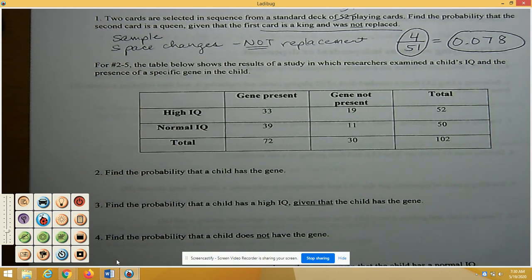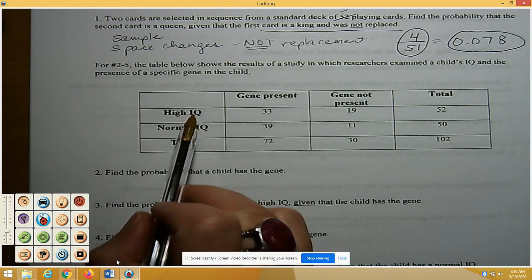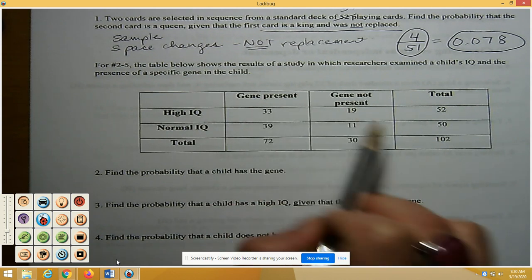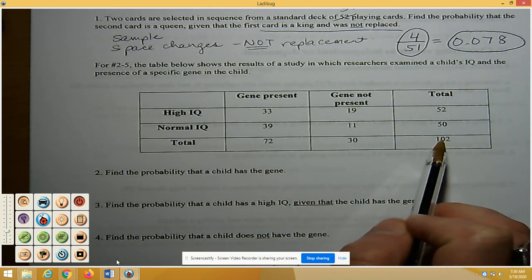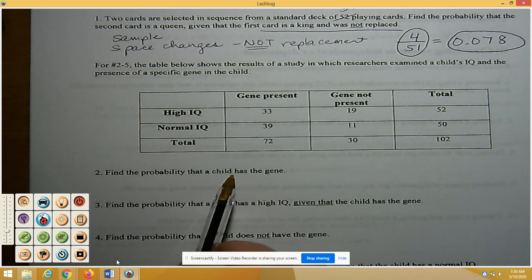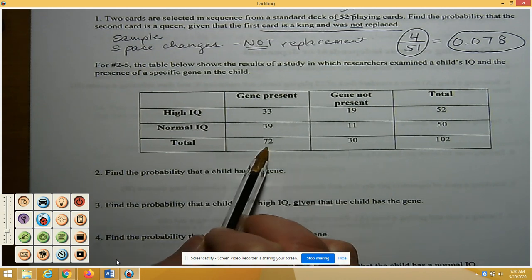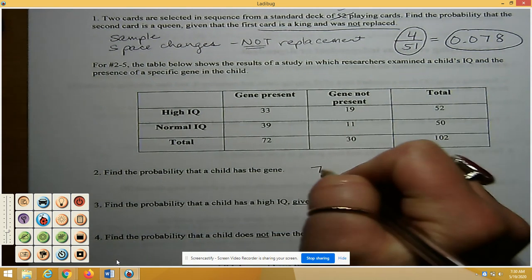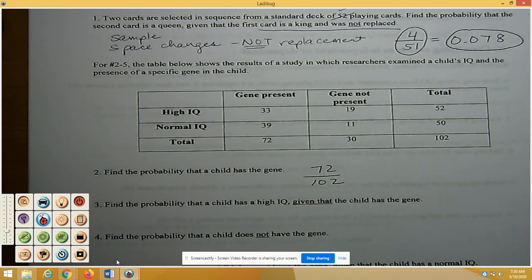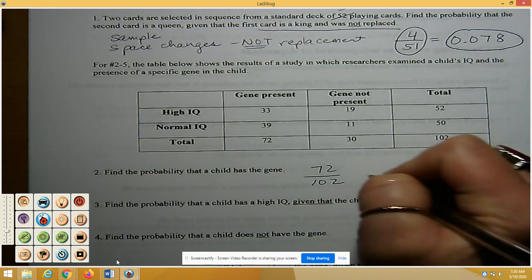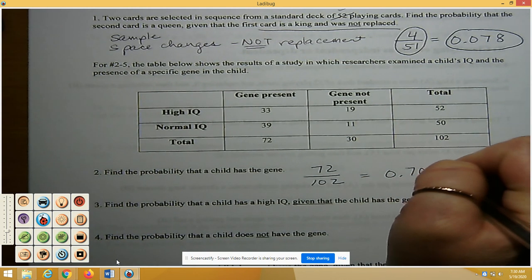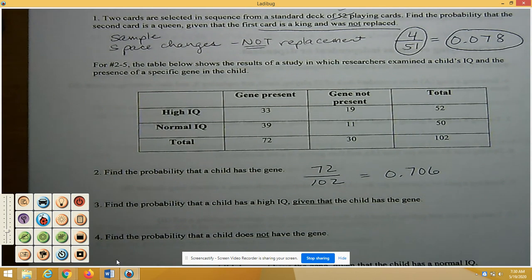For numbers 2 through 5, the table below shows the results of a study in which researchers examined a child's IQ in the presence of a specific gene in the child. So we have a high IQ, normal IQ, gene, and not gene, and there were 102 people surveyed. Find the probability that a child has the gene. The gene present is 72, and the total is 102. So 72 divided by 102 will be 0.706. You can check that with your calculator if you want.